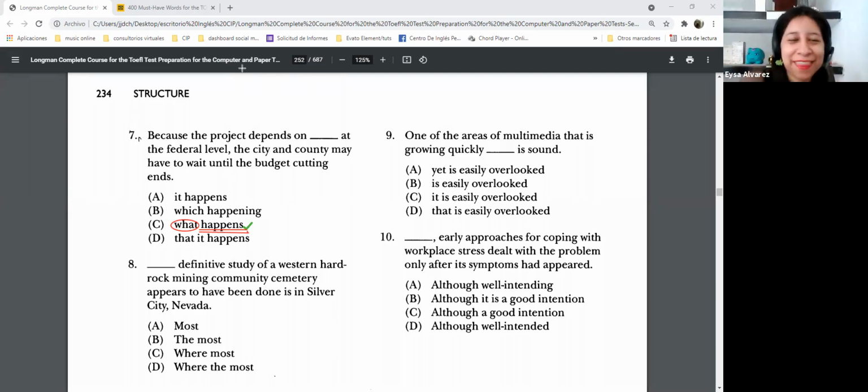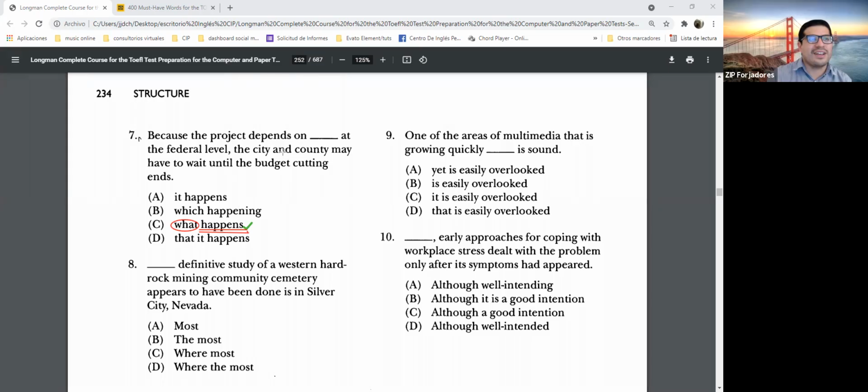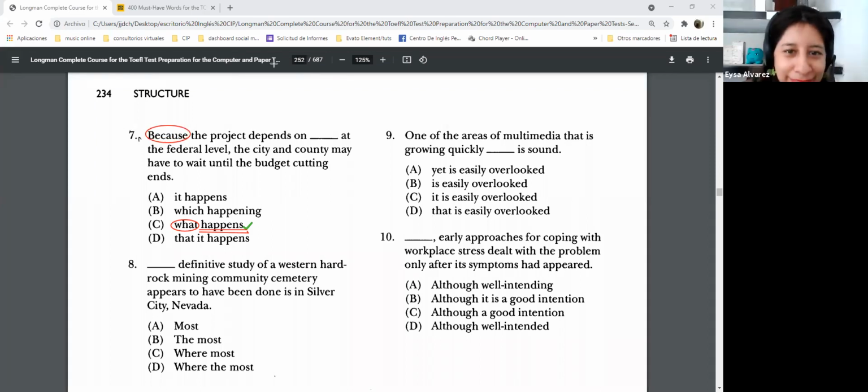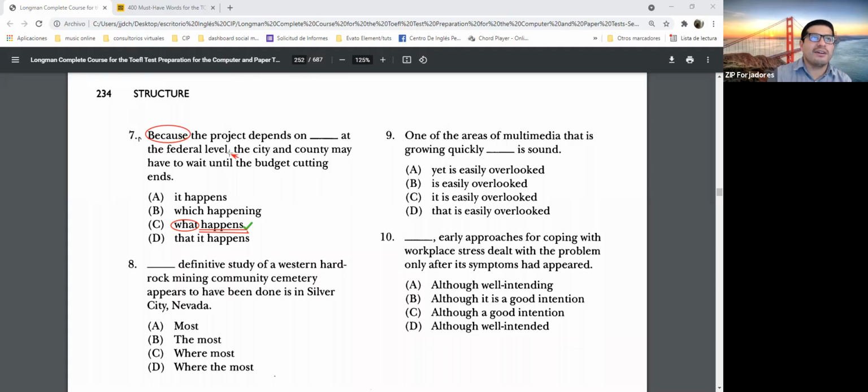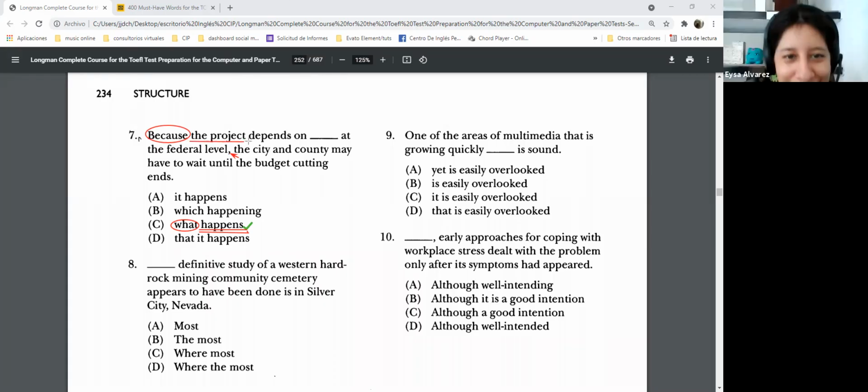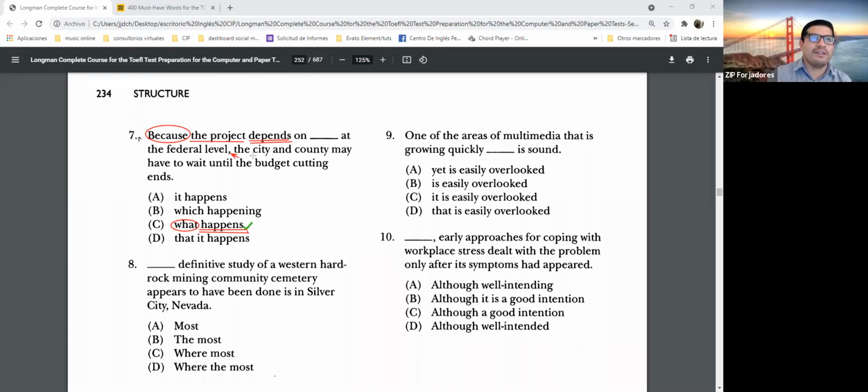At the beginning, I thought that it was letter B because I thought it was a reduced clause, but actually no. All right, yes. So we have because, that is a connector, right? And that means that we have to have a comma, and the comma is there. So that means that we have to have a subject and a verb. So the subject is projects, and depends on is the action. Then after the comma, we have another subject, that is city and county, and then the action that is may have.